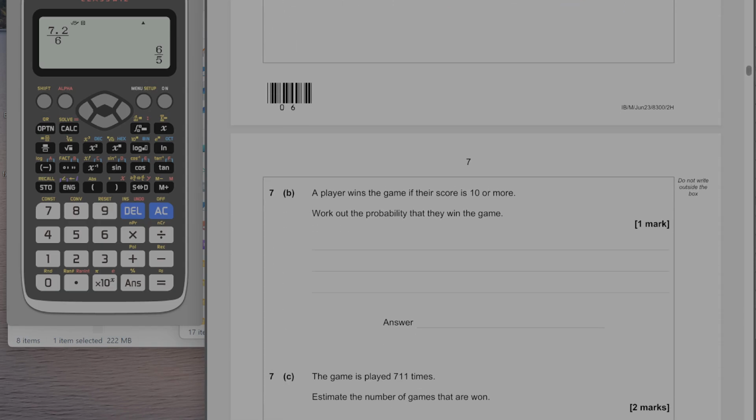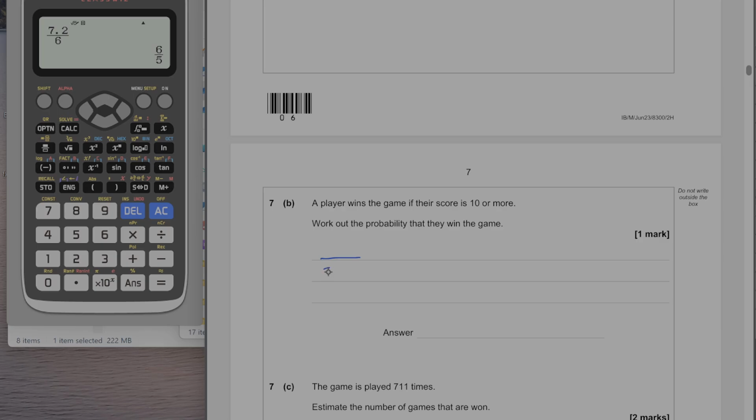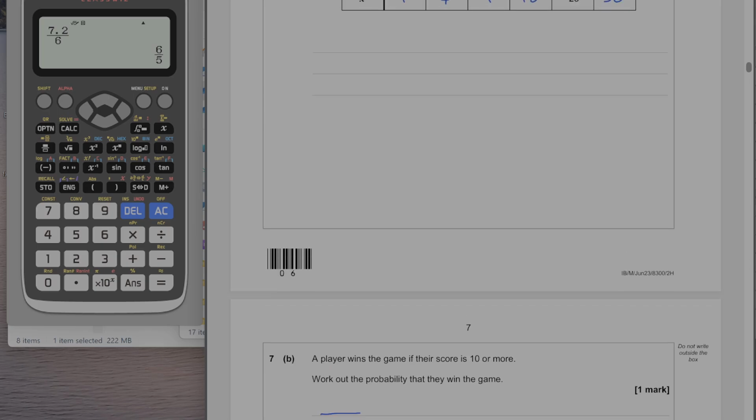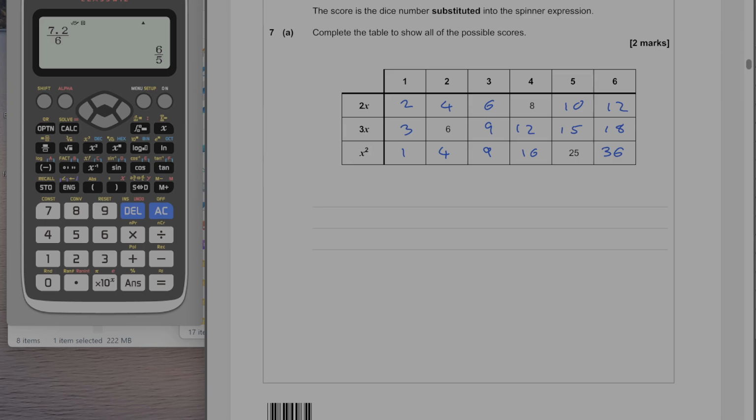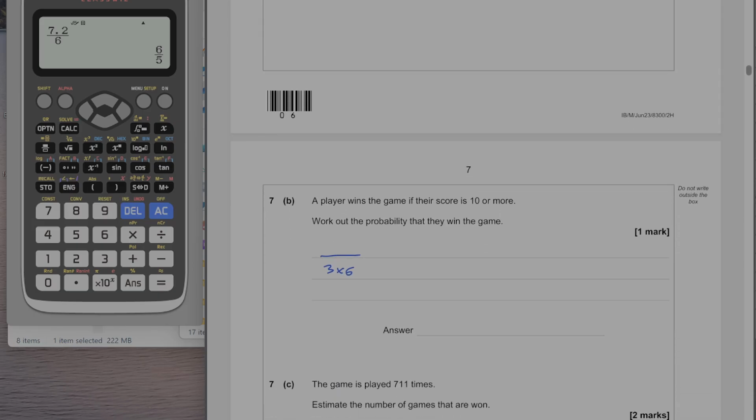Right, part B. A player wins the game if their score is 10 or more. Work out the probability that they win the game. So we have got 3 times 6 outcomes, which is 18, the number of outcomes, and then the probability is going to be the number of wins. Was it 10 or more? 10 or more. So we've got 1, 2, 3, 4, 5, 6, 7, 8. So 8 over that, which is going to give us 8 out of 18, which would be 4 out of 9. But I don't think you need to simplify it.